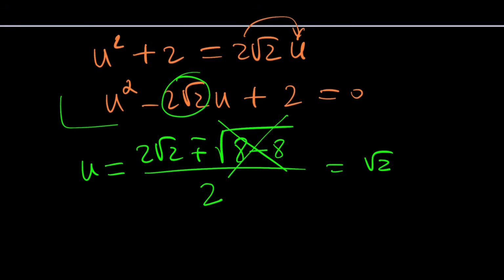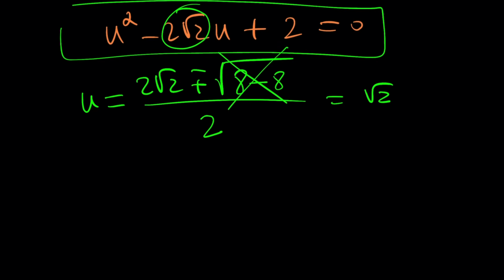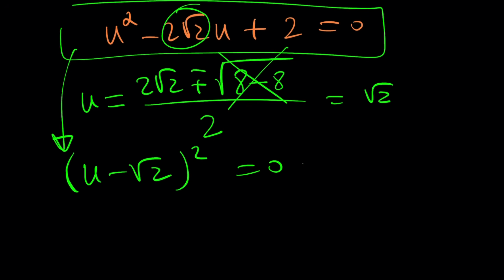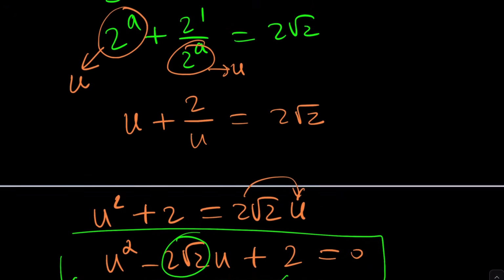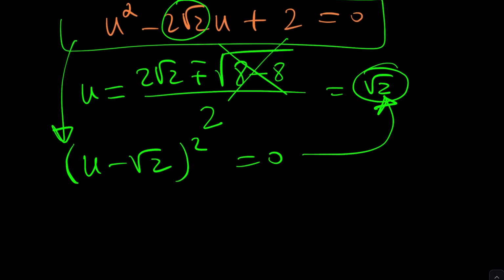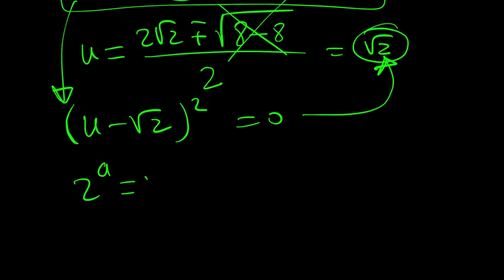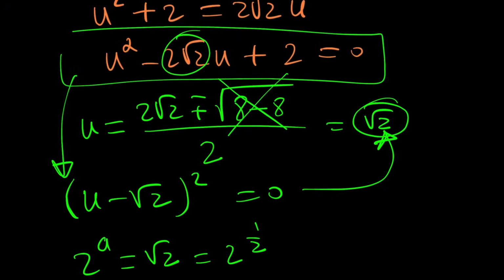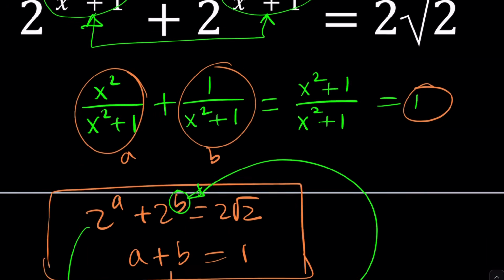Why is that happening? There's an explanation. If you go by the completing the square route, this is actually u minus root 2 quantity squared equals 0, which has only one solution. 2 solutions, but they are double or something like that. So u equals root 2, but we have to go back and replace 2 to the a with u. 2 to the a is root 2, which is 2 to the power 1/2, which means a is equal to 1/2. But are we solving for a? No. We still have to back substitute and back substitute until we get to x.